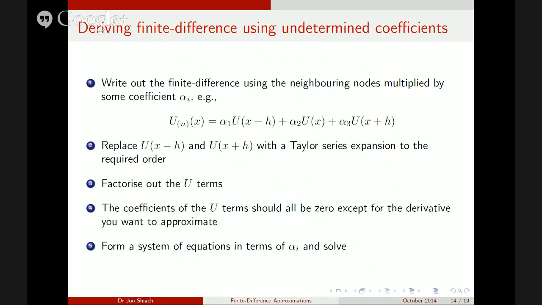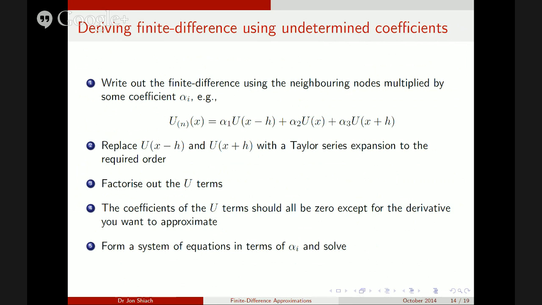It's a 5-step process for undetermined coefficients. What we do is start off by writing the finite difference using neighboring nodes multiplied by a coefficient. Now, the coefficient in this case is alpha.